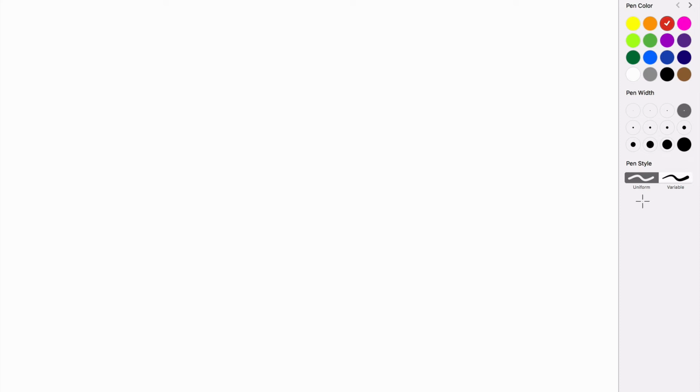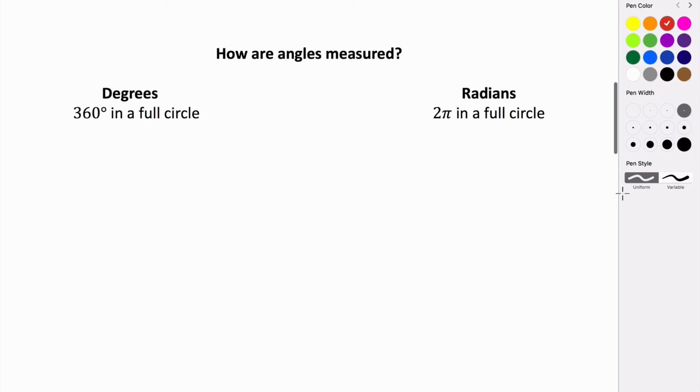In this video, we're going to talk about how we measure angles, namely what units we use to measure angles, and how we can convert back and forth between those units. So when we're talking about measuring angles, we typically use these two different measures, degrees and radians.